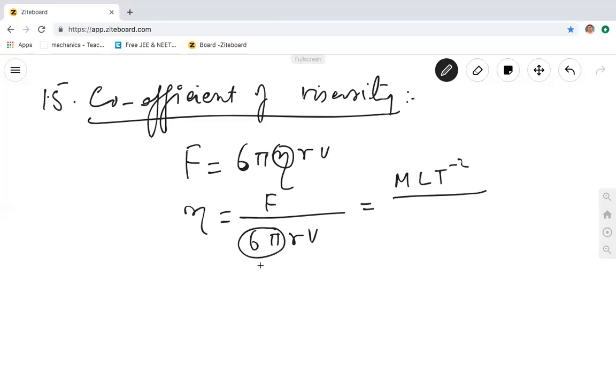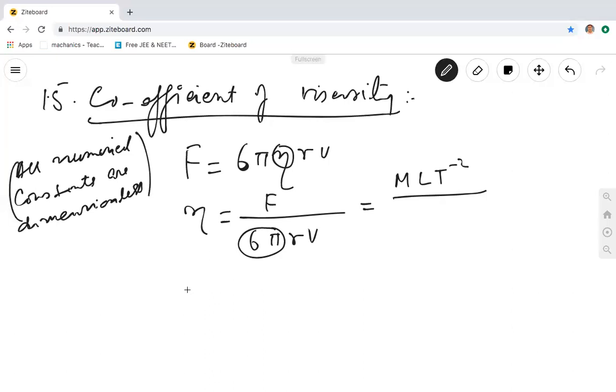Yes, sir. All numerical constants are dimensionless. You can write it down. Yes, I will write it down for you. All numerical constants are dimensionless.